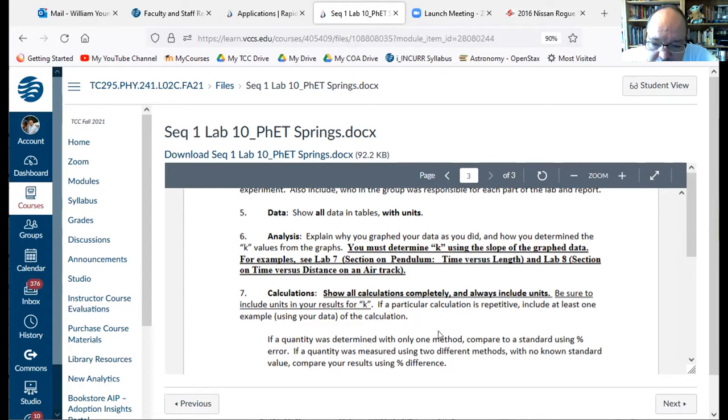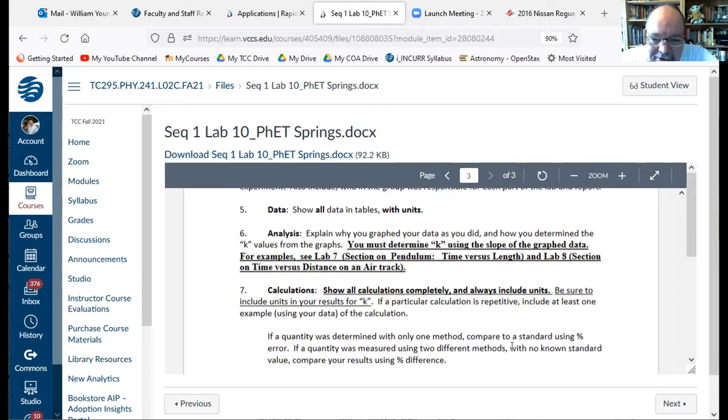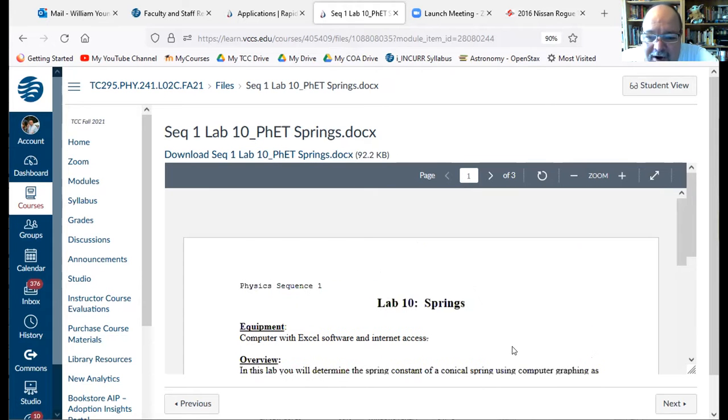Okay. If a quantity was determined with only one method, compare to a standard using percent error. If a quantity was measured using two different methods with no known standard value, compare using percent difference. This is the quiz question I gave you earlier. So that's the whole lab in its entirety. It really is pretty straightforward.